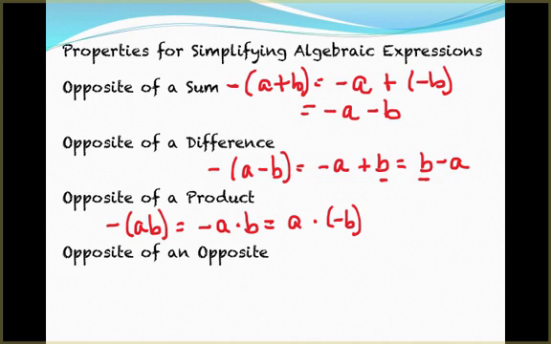Then the opposite of an opposite. If you have the opposite of -A, we should understand just numerically, if we take the opposite of a negative number, we would get a positive number, and so we would just get A.